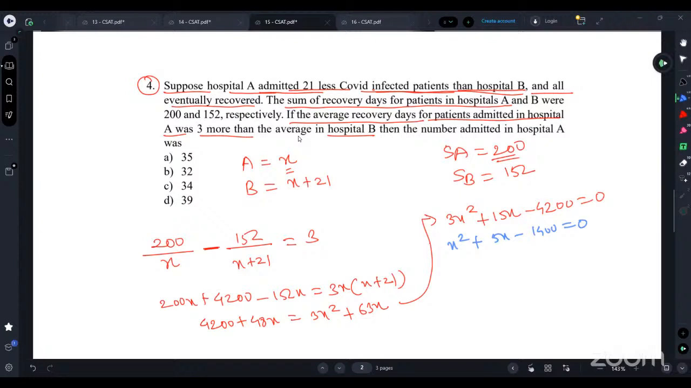Okay. Now, this 1400 can be written as 40 into 35. Right, 40 into 35. So see now, these are the two factors of this 1400. So x square plus 40x minus 35x minus 1400 will be equal to 0. So x into x plus 40, right?